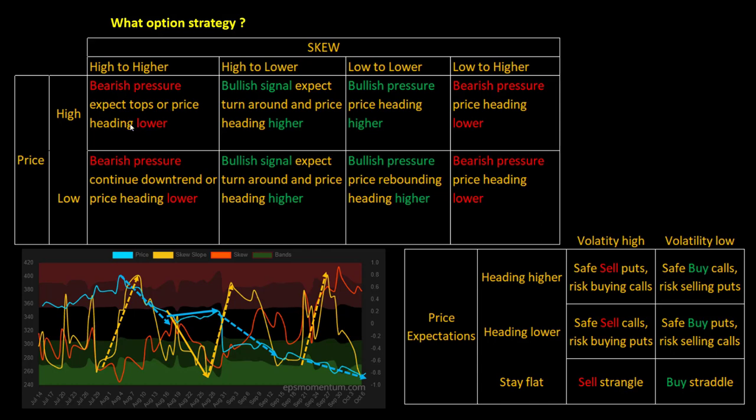So this is your price expectation: heading lower, heading higher, heading lower, depending on whether the skew is low and lower, or low or higher. Same thing when the price is low. Once you have your price expectation, you go to the second table.